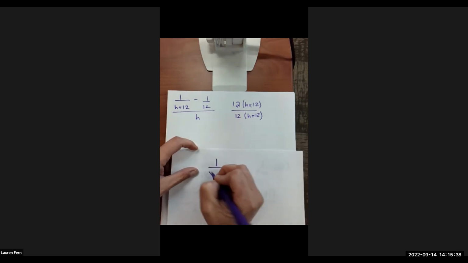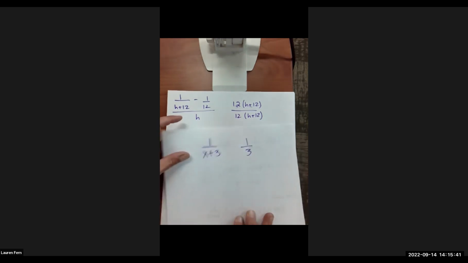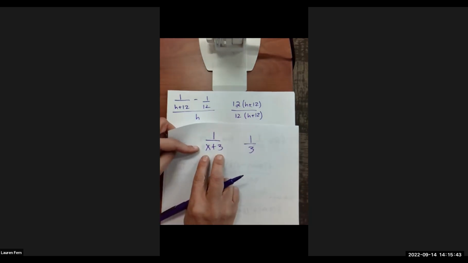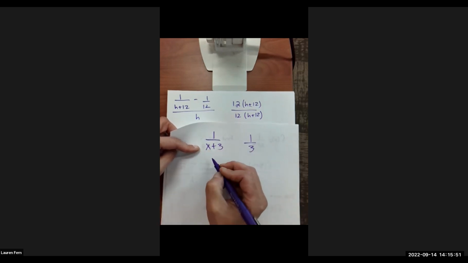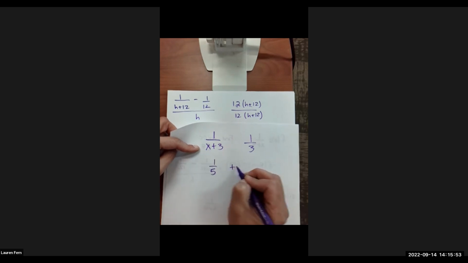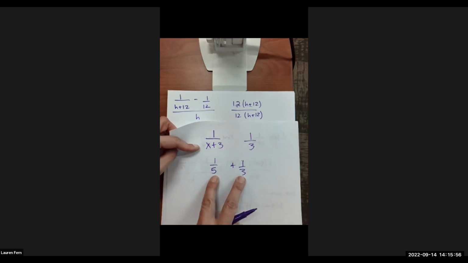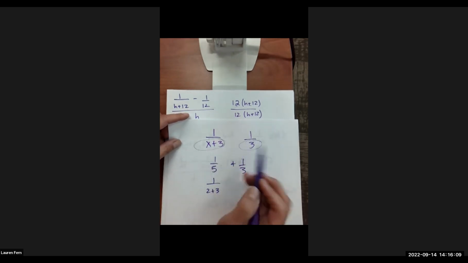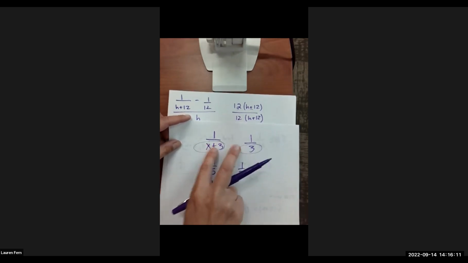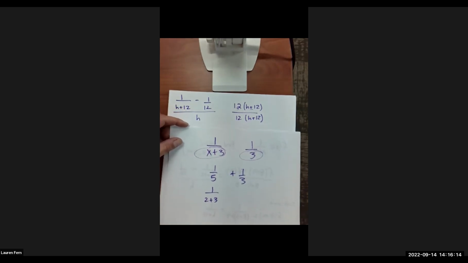A lot of times, like if you have 1 over x plus 3 and 1 over 3, a lot of people think x plus 3 would be the common denominator, but that's not the case. It's the product of these two. I mean, think of it this way. 1/5 and 1/3, wouldn't your common denominator be 15? But isn't 1/5 the same as 1 over 2 plus 3? You didn't just take the 3 for the common denominator. So when you're finding the common denominator of these things, you just multiply them. Alex, is that okay?